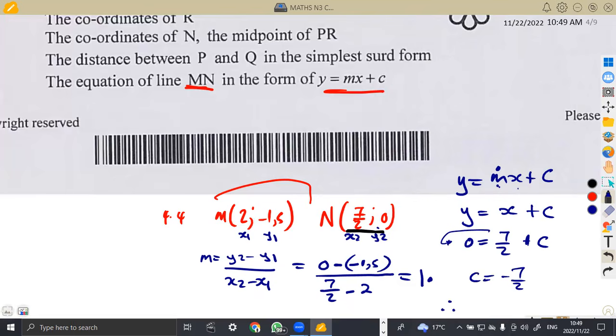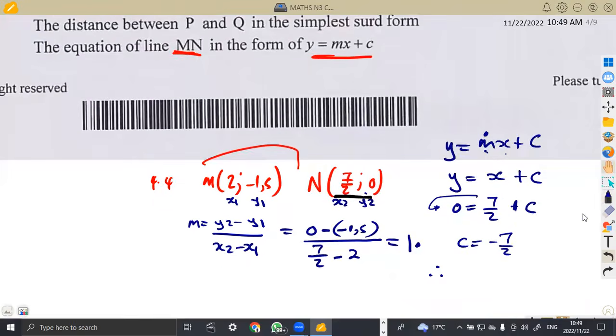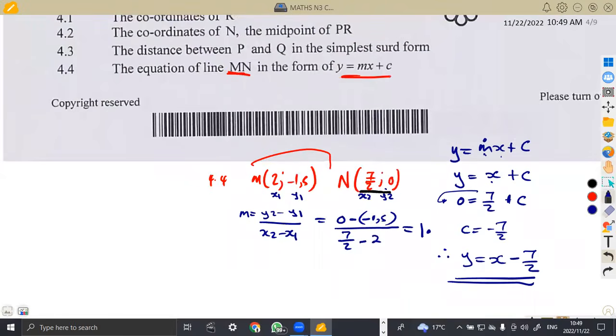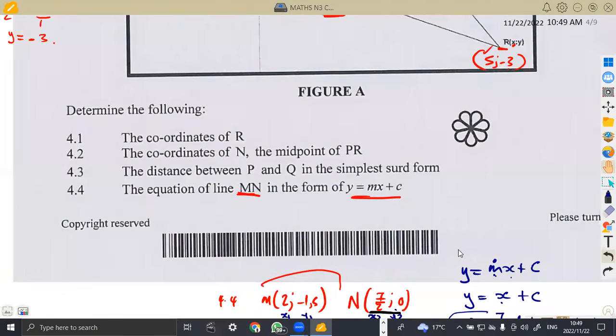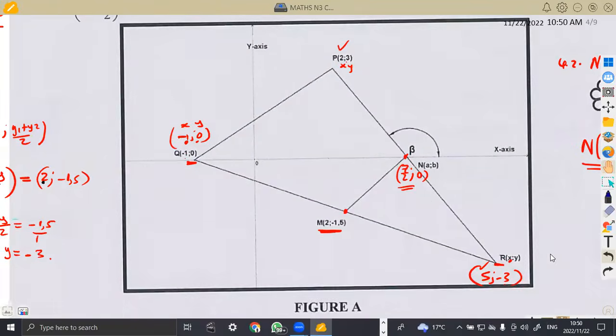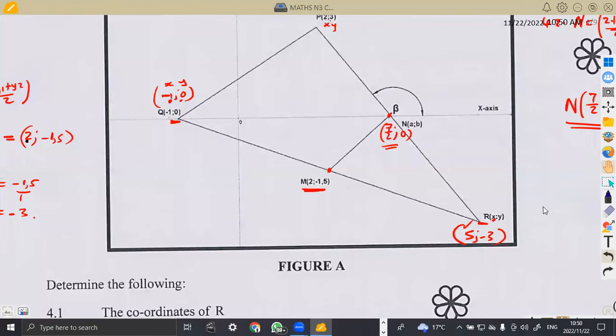So therefore, our equation in the form of y is equal to mx plus c is going to be y is equal to x plus c. We said our c is minus 7/2. So that is the equation: y is equal to x minus 7/2. So guys, make sure that you understand all these concepts. It was actually nothing on this one. Let's just cross-check the other part of the question.